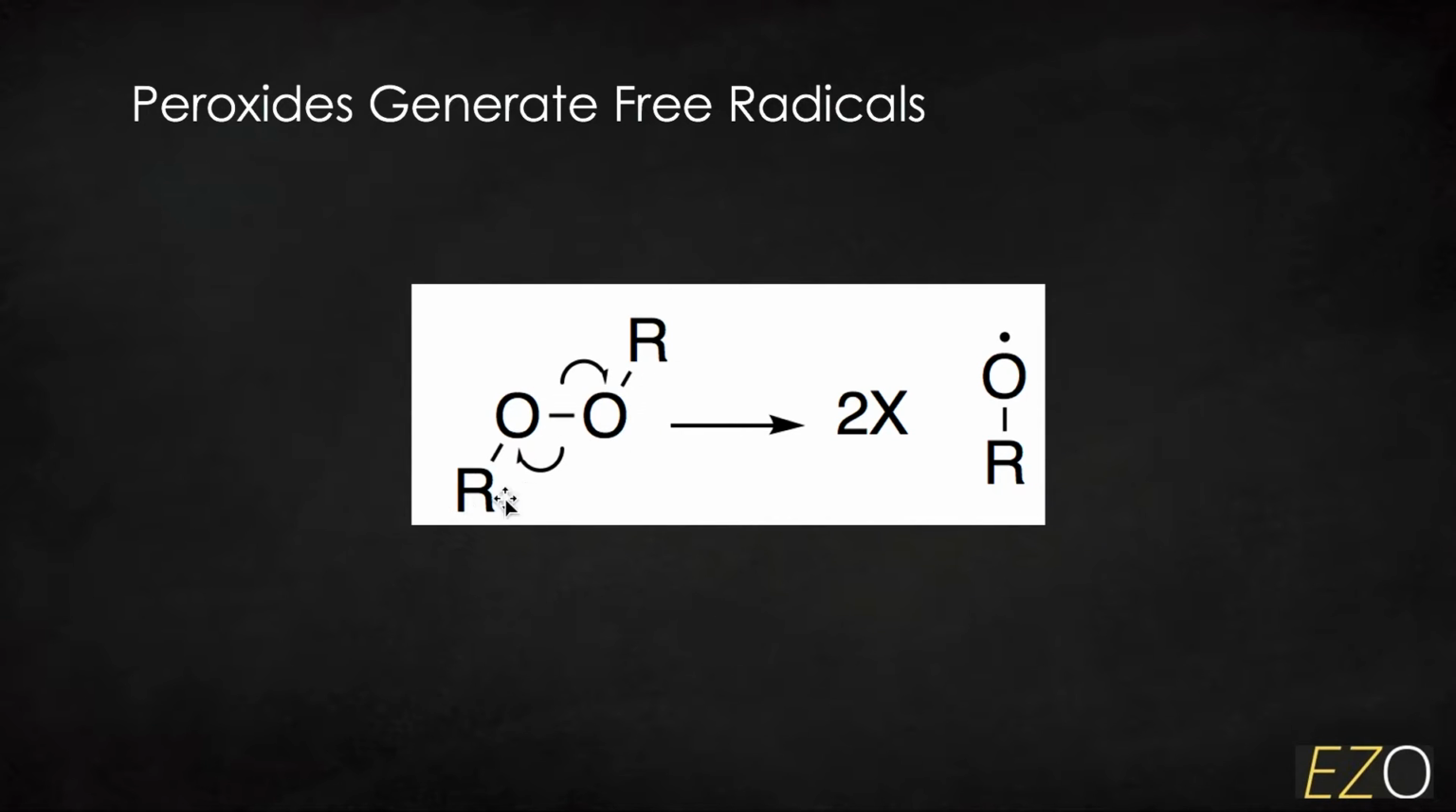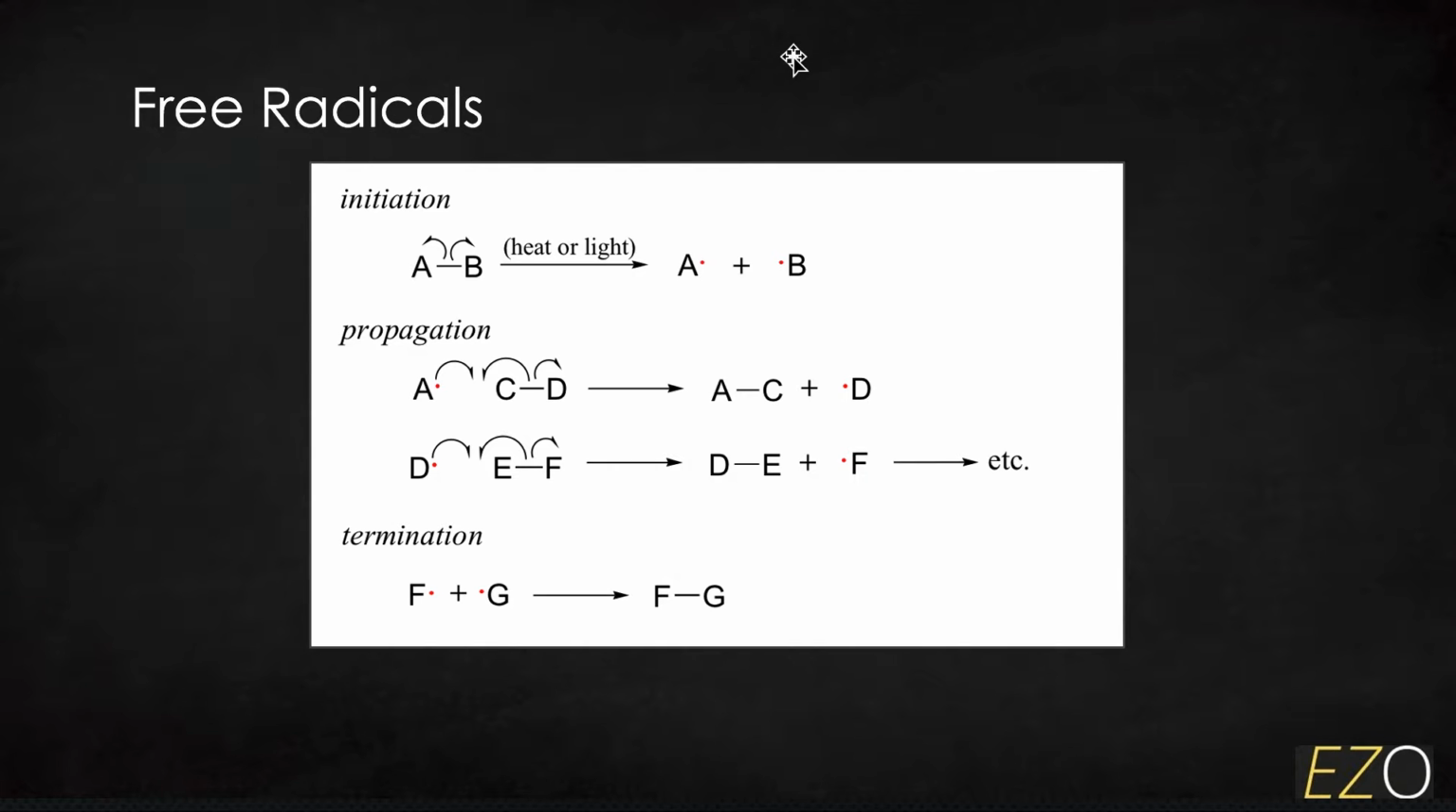And so this is just a basic peroxide. Any type of R group would suffice here, and then that would happen, this bond would split, one electron would go and associate with this oxygen, and one electron would associate with this, creating two identical free radicals.